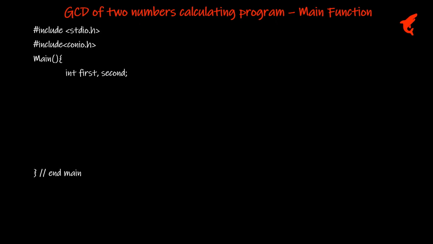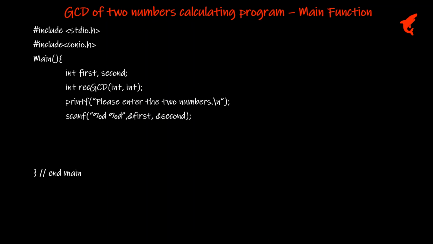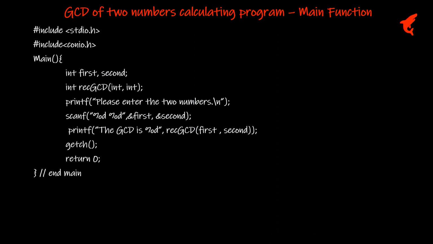We start with the main function: hash include statements, main function bracket open bracket close, then declare two variables first and second to store the values of the two numbers, then a recgcd function with two parameters both of type int to do the calculation of GCD using recursion, then the printf statement to prompt the user to enter the values, then a scanf statement to accept the values, then the printf statement with the call to the recgcd function with arguments first and second. Then a getch and a return 0 statement, and our main function ends.